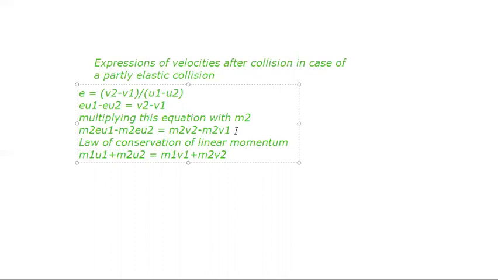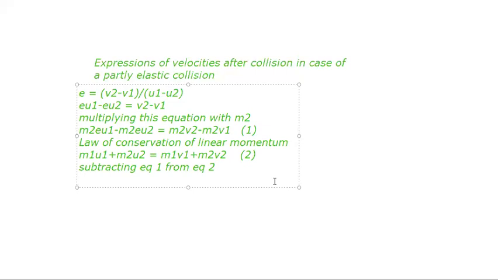Now you have two equations. Let this be the first equation and this the second equation, right? So how can you eliminate v2? If you subtract equation 1 from equation 2, subtracting equation 1 from equation 2.